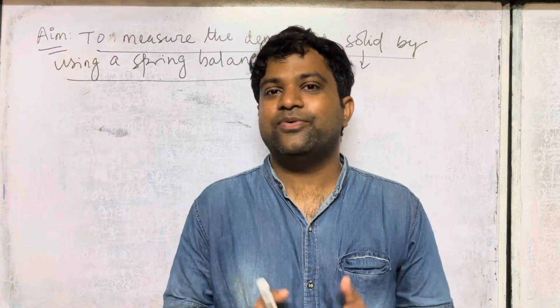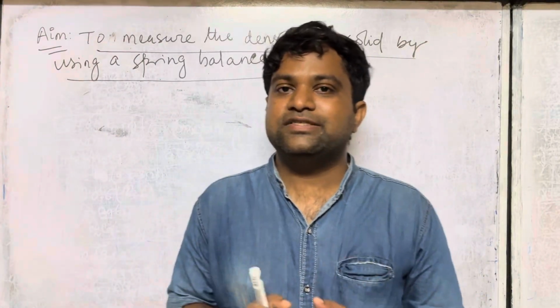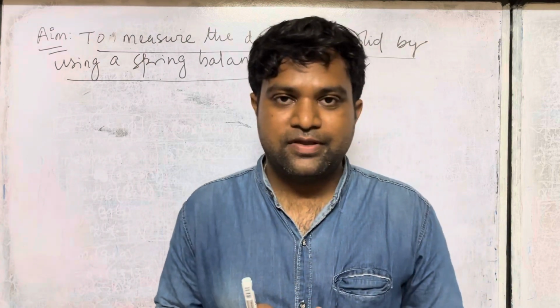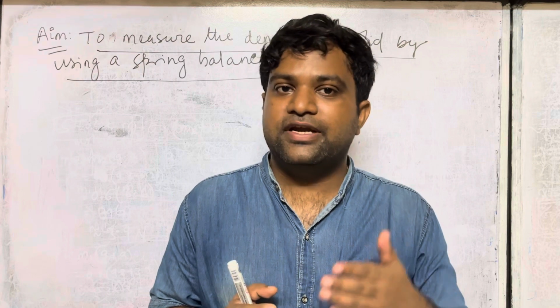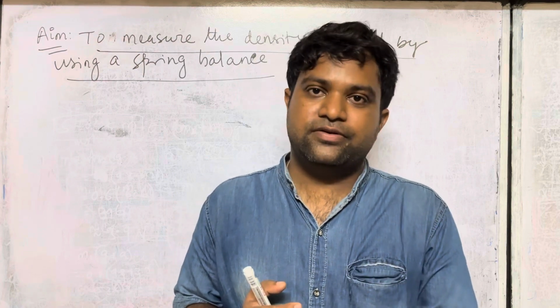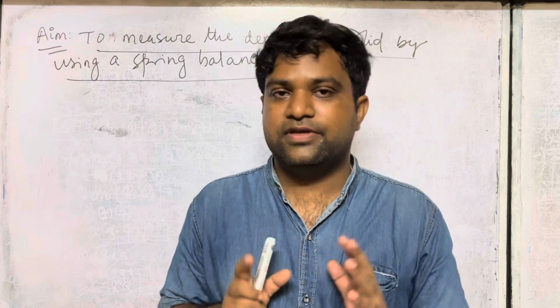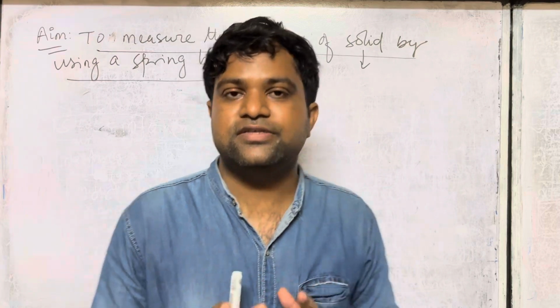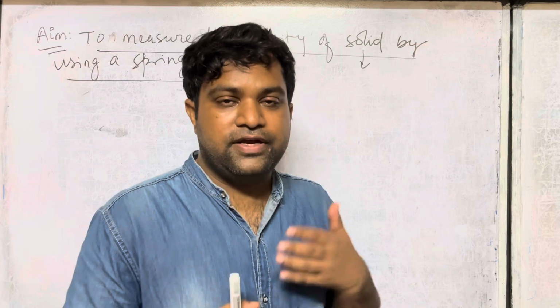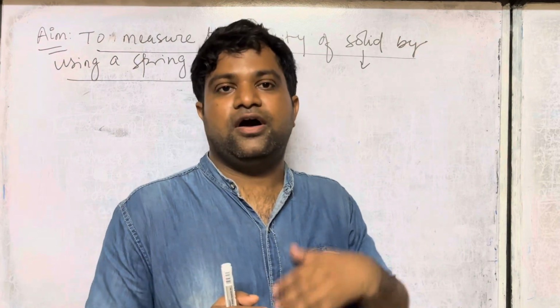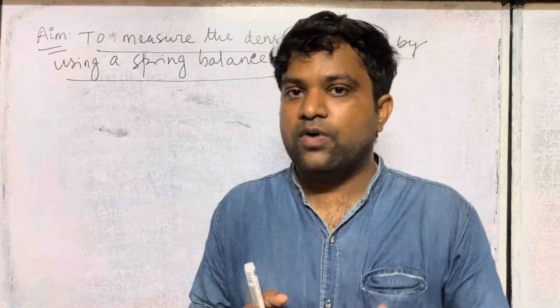So students, today we'll do one activity. We'll measure the density of a solid that is heavier than water. The density of water, you know, is 1000 kg per meter cube. So why are we taking a solid denser than water?